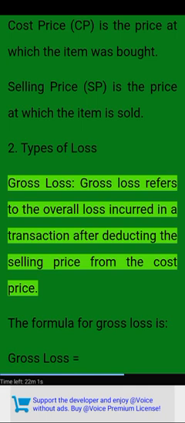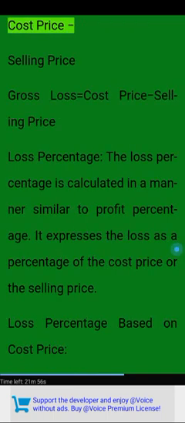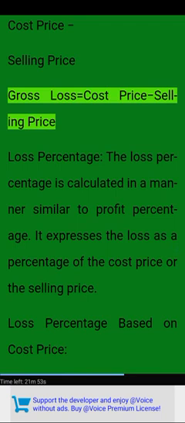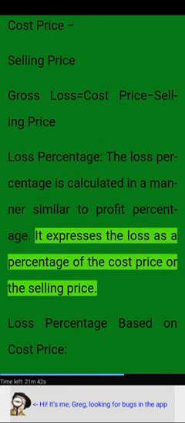2. Types of loss. Gross loss. Gross loss refers to the overall loss incurred in a transaction after deducting the selling price from the cost price. The formula for gross loss is gross loss equals cost price minus selling price. Loss percentage. The loss percentage is calculated in a manner similar to profit percentage. It expresses the loss as a percentage of the cost price or the selling price.